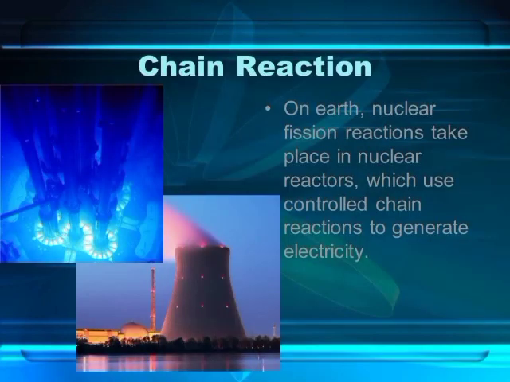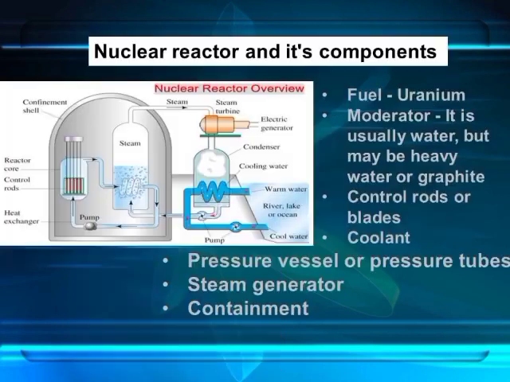On Earth, nuclear fission reactions take place in nuclear reactors, which use controlled chain reaction to generate electricity. So, we have what we call a nuclear reactor, which is used to control the chain reaction and to prevent the danger that can come from too much chain reaction. Nuclear reactor and its components. So here we have the overview of a nuclear reactor.